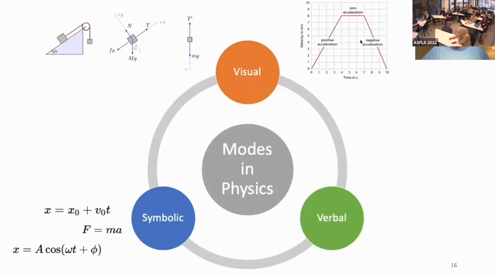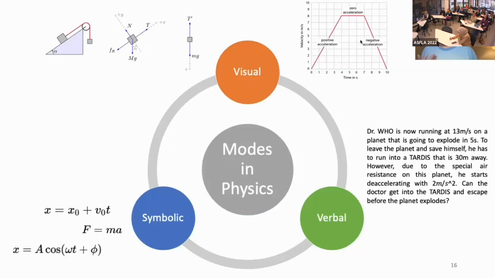And lastly, when people don't want to just focus on the abstract structure of the problem, they can also use plain words to describe the concrete physical situation. For example, this is a problem taken from our material, which talks about Doctor Who trying to run away from a planet that is going to explode. In this problem, we use some numbers for Doctor Who's velocity, time, and acceleration.